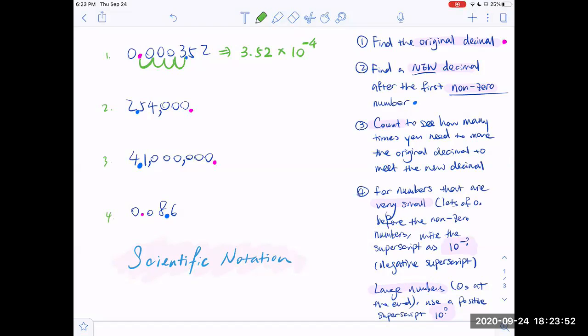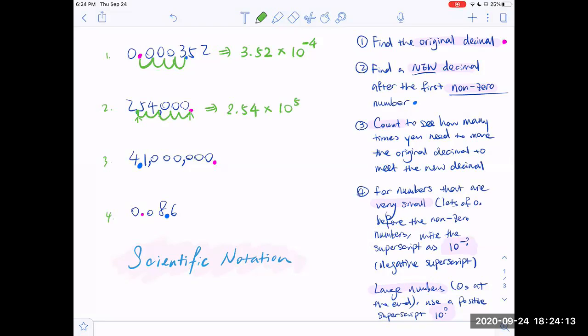Let's give the second question a try. So we already found our original decimal and our final new decimal. And we need to move the decimal 1, 2, 3, 4, 5, 5 times for the two to meet each other. So our new number is 2.54, right? Because we already have our new decimal, so that's our new number, times 10 to the 5th.